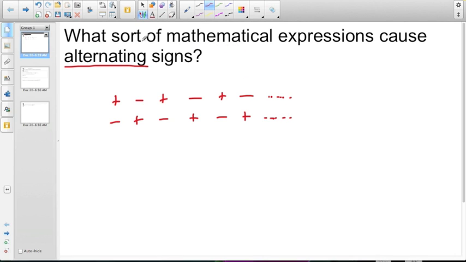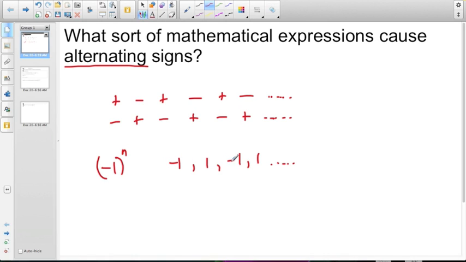So let's first talk about what sort of mathematical expressions cause alternating signs. So we need something that's going to cause a sign to go from plus to minus. And of course, multiplying by a -1 would cause something to go from a plus to a minus, or a minus to a plus. So if we can get this to alternate between -1 and 1 and -1 and 1, without changing the value, then we can put that in front of a term and not affect the value of the term, but just affect the sign of the term. And the way we do that is to just raise it to the power n.